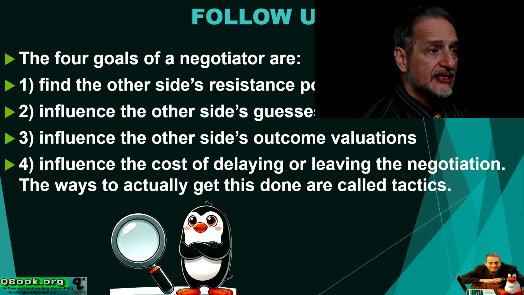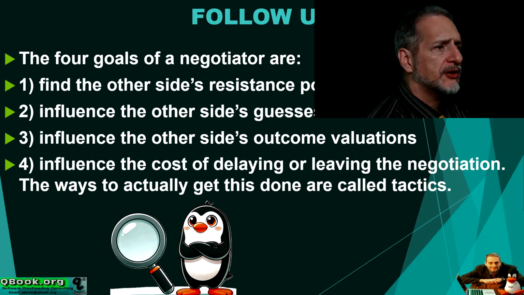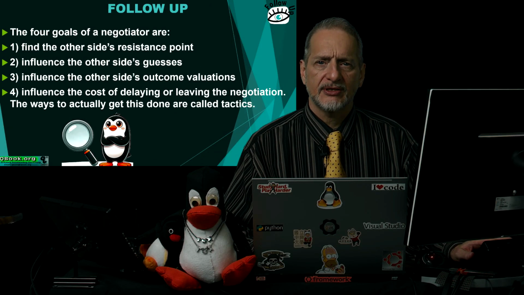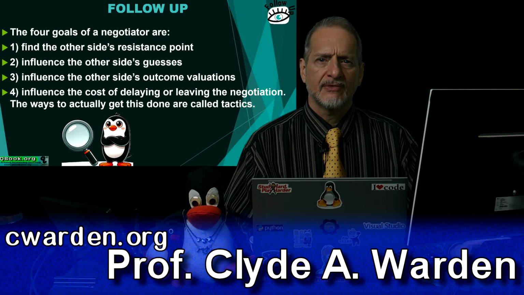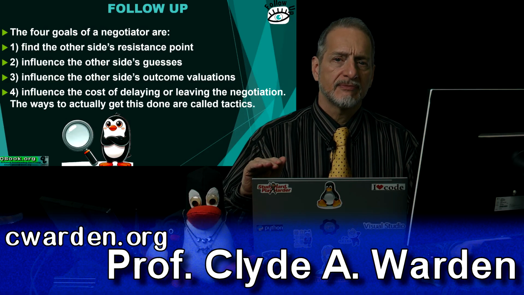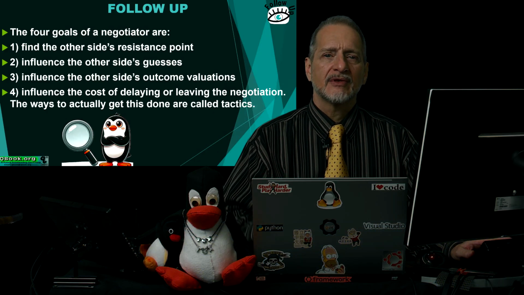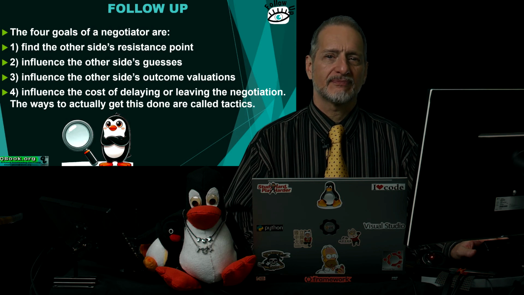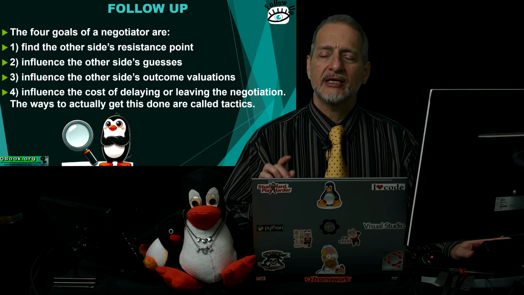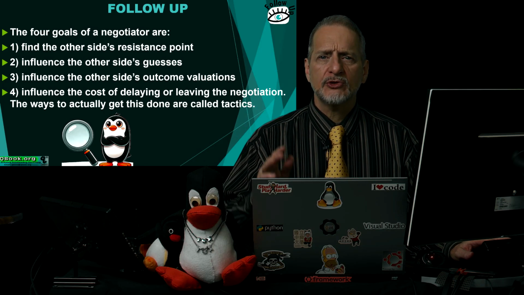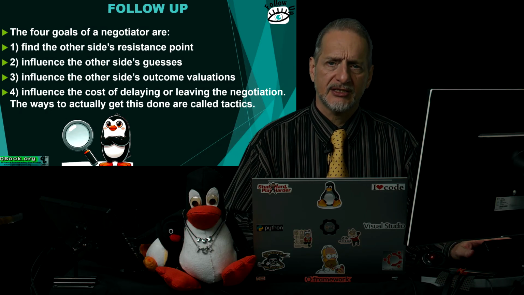The ways to get this done are called the tactics. We want to keep our secrets secret, and we want to get the other side's secret information. We want to figure out the other side's resistance point, if we can. We want to, if we can, get their target price. That would be best. At the same time, we want to influence what they think of us.